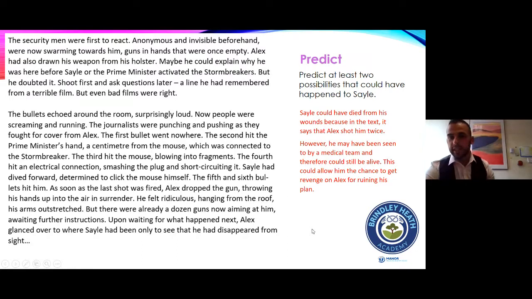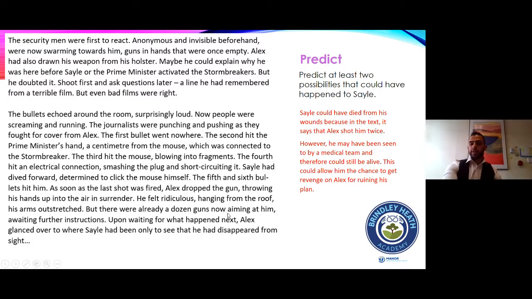So we could have had that Sale could have maybe died from his wounds, because in the text it says that Alex had shot him twice. That could have happened because it's at the end of the text. That's something that might happen. In addition to that, he could have actually just been seen by some medical staff who had helped to keep him alive. This could help Herod Sale to form a plan to get some sort of revenge on Alex. Alex has ruined his plan, so being the villain, he's going to want to get revenge on him.